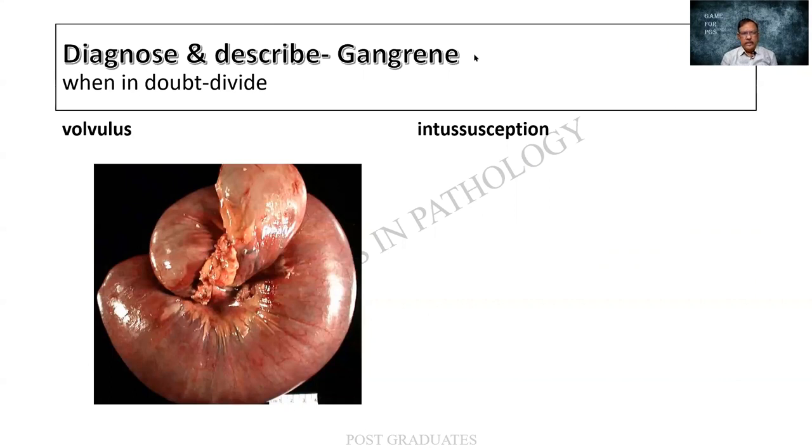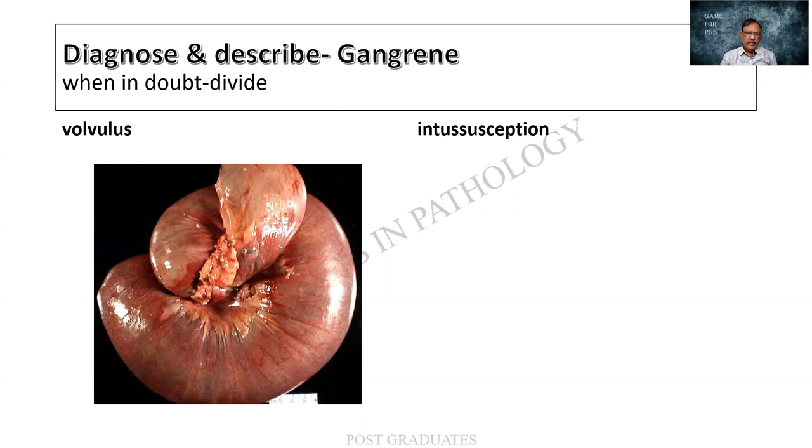Diagnose and describe. Obviously, a specimen like this can be kept for you people, not directly, but it can form part of an assembled autopsy. And naturally, we should know what a gangrene is. It is supposed to be a massive necrosis with superadded putrefaction.